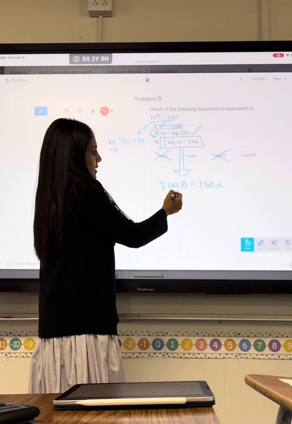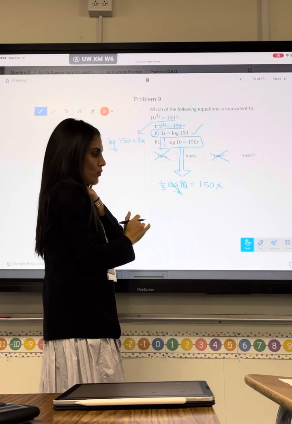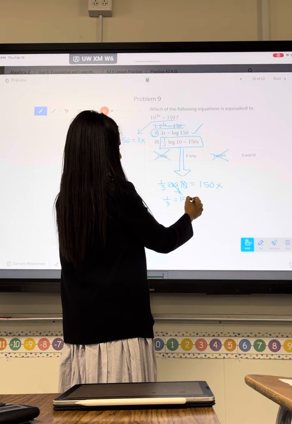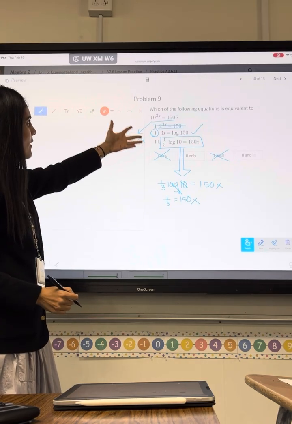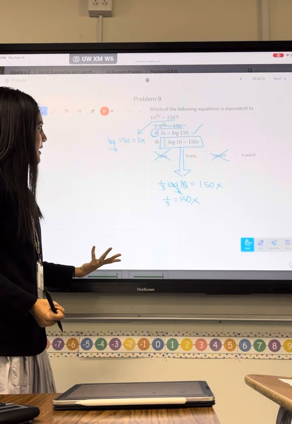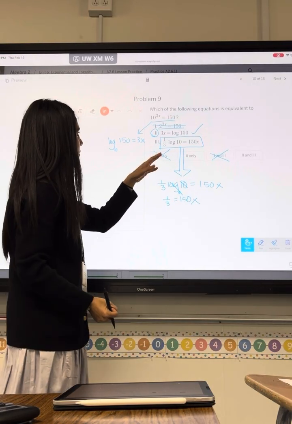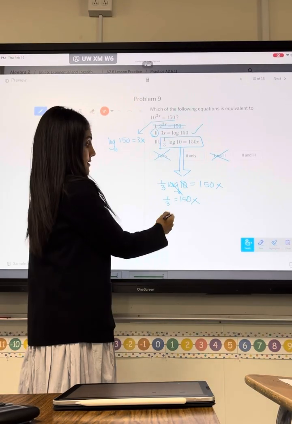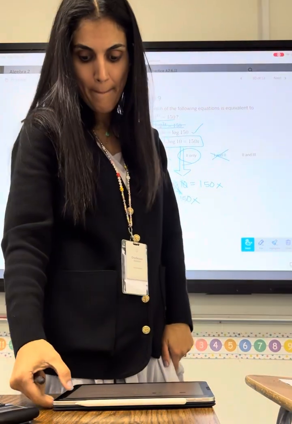I mean, okay, so log of 10, this is log base 10 of 10. This cancels out, leaving us with just 1. This is 1/3 equals 150x. It's just not the same. I'm not sure what they were thinking here. I'm trying to see what logically they were thinking. X, I don't know. It's not the same. You know, this is not it. It's 2 only. Okay.